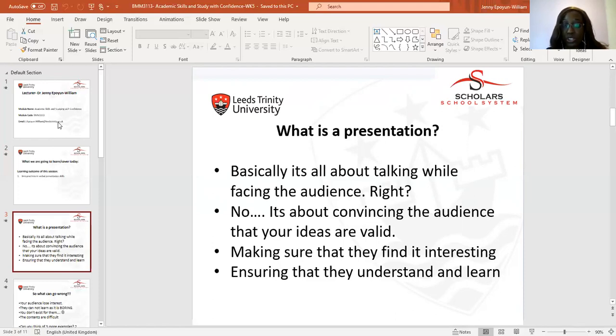In a presentation, you are convincing your audience that your ideas are valid. You are not just throwing ideas into thin air. You have a structure, you have a format. Whether you're using presentation slides, a projector, or flashcards, which is the old school way, some people still use it, but it's not common. The whole point of it is to convince the audience that your ideas are valid, make sure that they find it interesting, and above all, ensure that they understand and they learn.